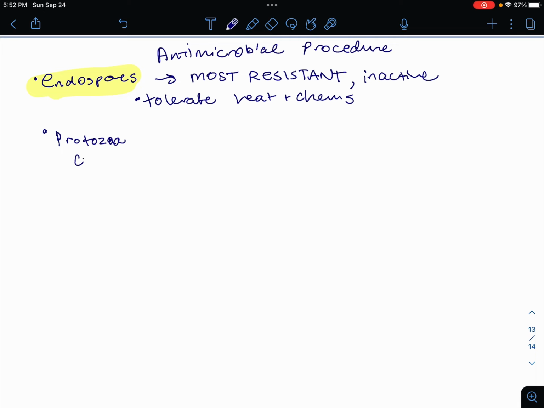We also have protozoa, and these make cysts as well as oocysts. I do not know how to pronounce that, so I'm just going to say oocyst. These are resistant to disinfectants.